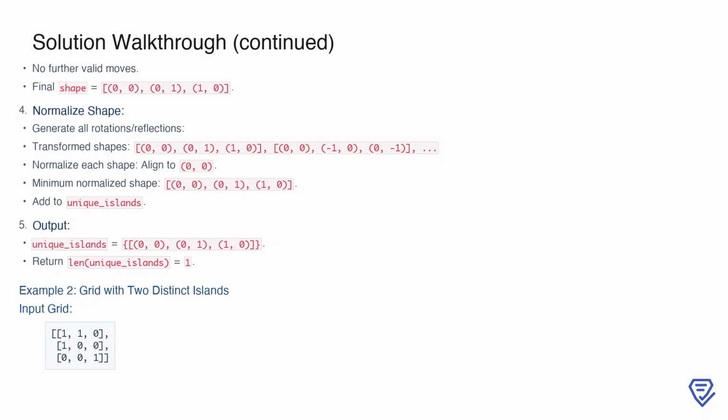Now, considering a new example grid, we have a 3x3 matrix with 2 distinct islands. We repeat the same process, starting with the first island at 0, 0. Using DFS, we discover its shape as 0, 0, 0, 1, 1, 0, normalize it to 0, 0, 0, 1, 1, 0, and add it to the set.